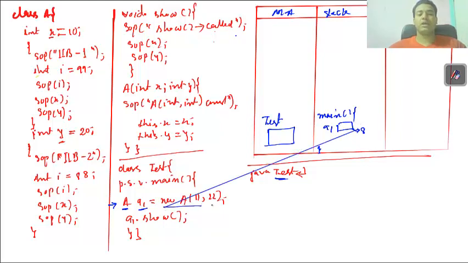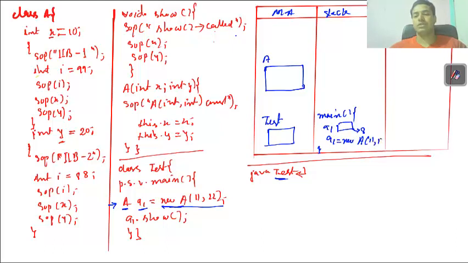Now when you say new A, the JVM has to search what A is exactly, so the A class should be loaded. At the time of loading the A class, it follows the static control flow of a class, which we have already discussed in the previous session. Here I'm just telling that the A class is loaded. Now when class loading is done, it calls new A with 11 and 22.